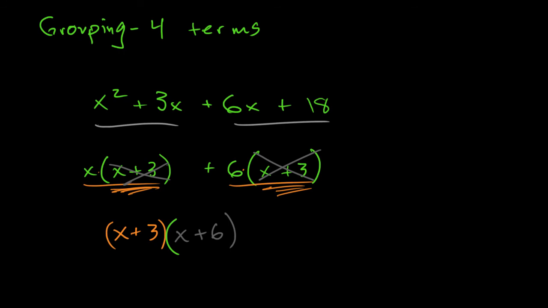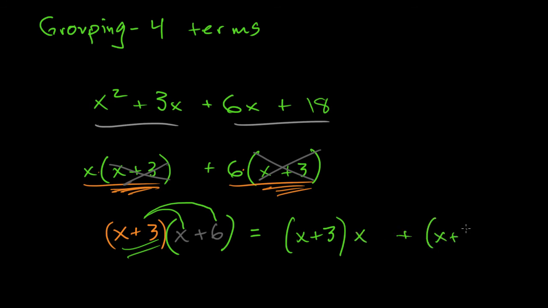Notice how this works, that if I take this x plus 3 and I distribute it, I have to multiply it by x and 6. That would mean x plus 3 times x plus x plus 3 times 6. This gives me x squared plus 3x right here, and 6x and 18 from right here.